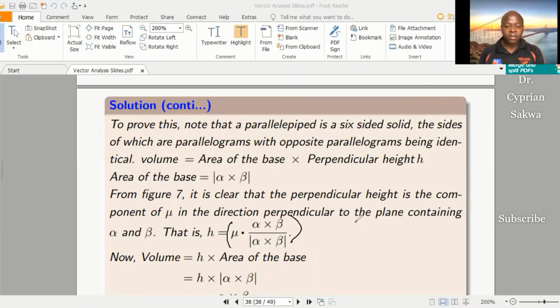You remember that this, alpha cross beta over the magnitude of alpha cross beta, is a unit vector perpendicular to the plane of alpha and beta. And so that is how we get height. So just substitute that in our formula, where we have base area times height. Let me just scroll it down.